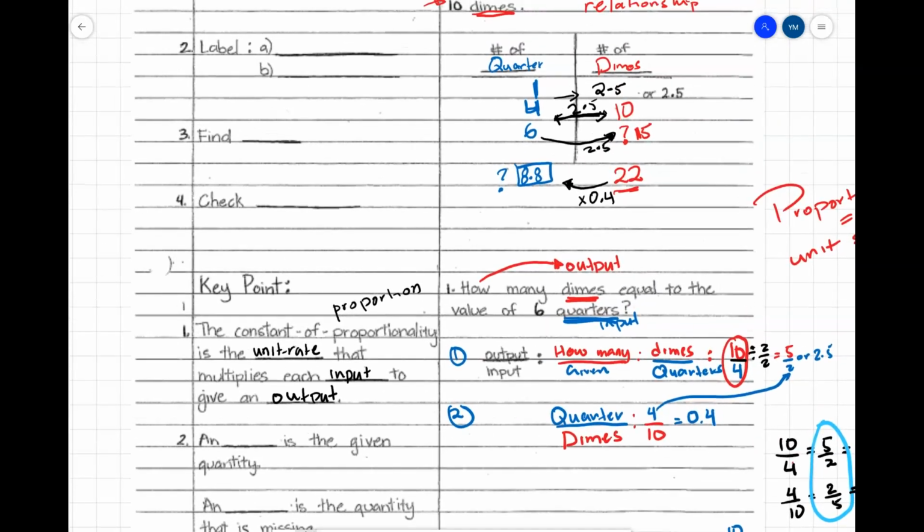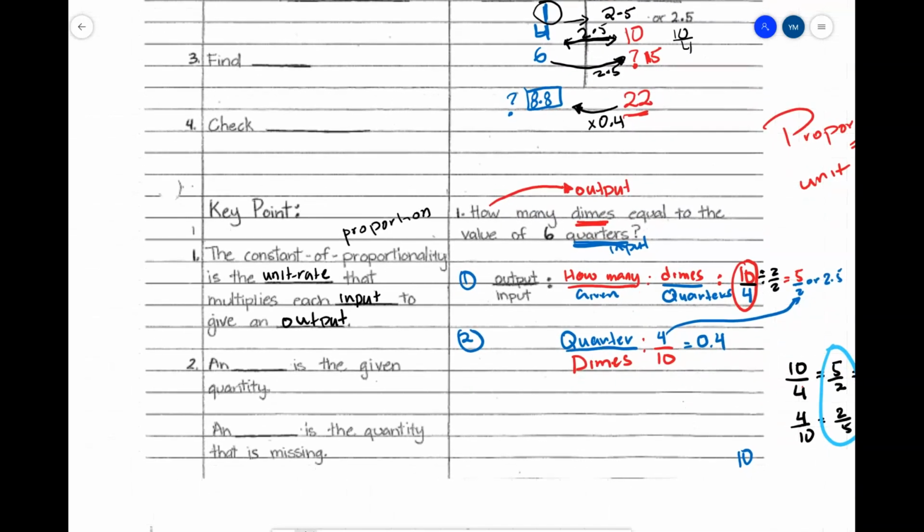Let's go back here. When we divided 10 divided by 4, we got 2.5. What does that 2.5 mean? That 2.5 means that because we were first trying to find out the number of dimes, that's why we divided it like that. Since we were finding the number of dimes, we divided what we want, which is the number of dimes, by the number of quarters. We got 10 divided by 4, or 2.5. That means for every quarter you get 2.5 dimes. It is the unit scale factor, or the unit rate, that you use to multiply what you're given to get what you want. All right, now what about number 2?